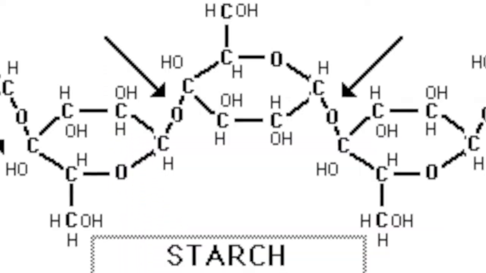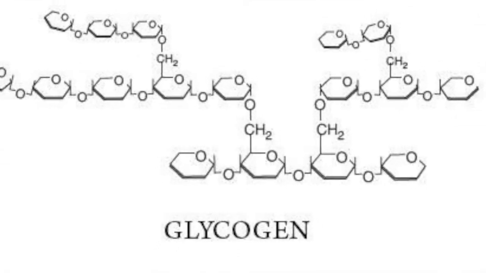Disaccharides are two sugar monomers linked by glycosidic linkage, and oligosaccharides are 3 to 10 monosaccharide units. Polysaccharides are hundreds to thousands of monosaccharide units. Common polysaccharides are starch, glycogen, and cellulose.